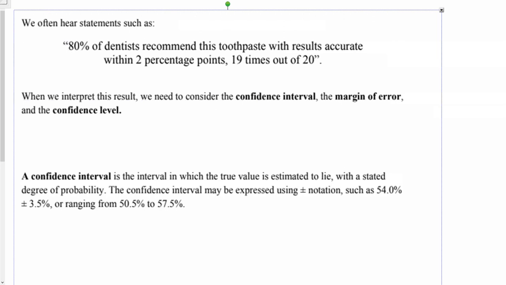Okay, so oftentimes, let's get into it with an example here. You're going to hear things like 80% of dentists recommend this toothpaste, with results accurate within 2 percentage points 19 times out of 20. So you'll hear things like this in the news, or in politics it's quite common: 40% of Canadians, if an election was held today, would be in favor of the Liberals, 36% Conservatives, 20% NDP, 2% Bloc Québécois, something like that. But then you always hear this: within 2 percentage points and 19 times out of 20.